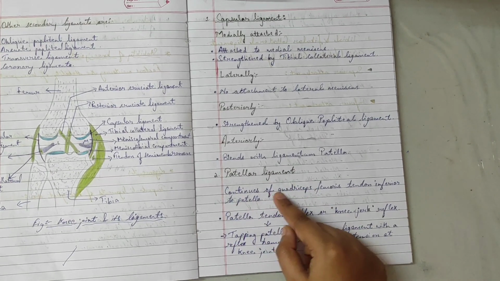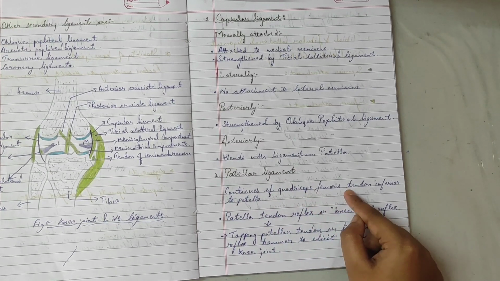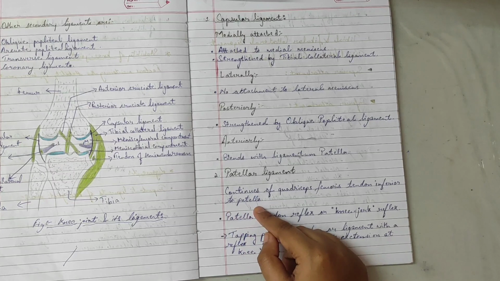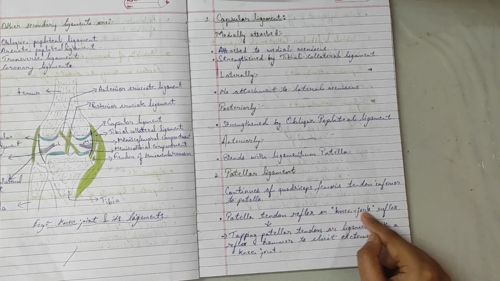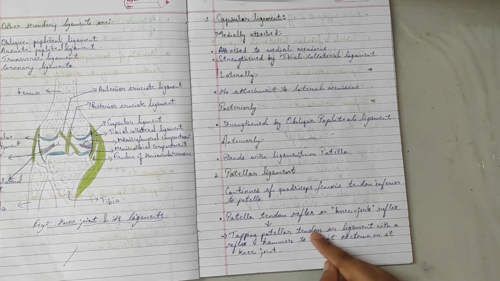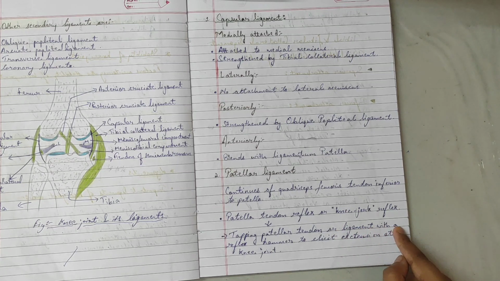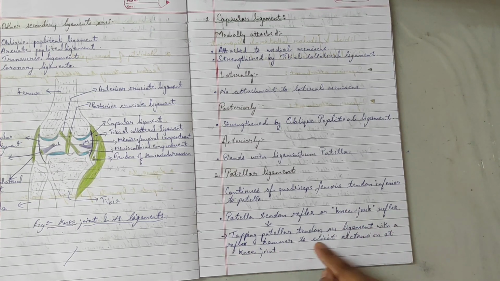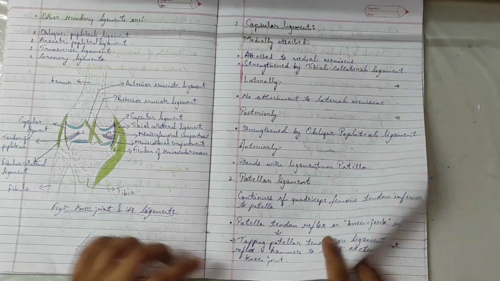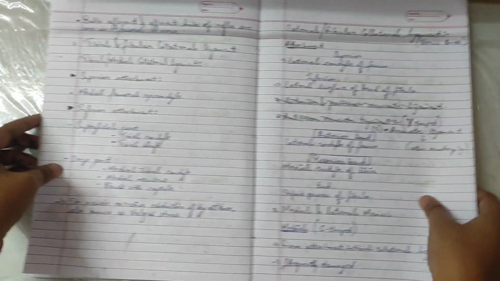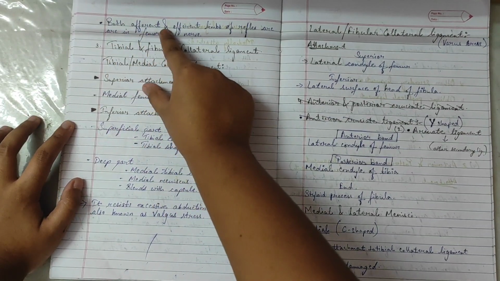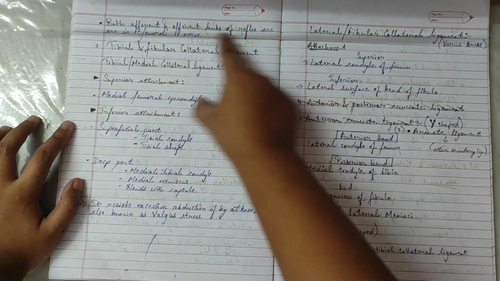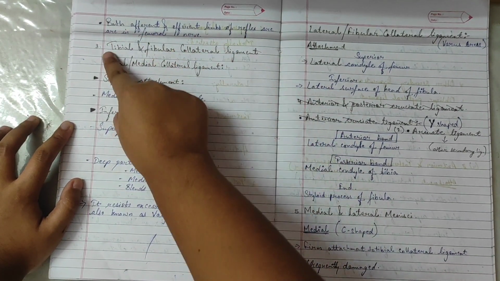Patellar ligament is the continuation of quadriceps femoris tendon inferior to patella. Patellar tendon reflex or knee jerk reflex: tapping patellar tendon or ligament with a reflex hammer to elicit extension at knee joint. Both afferent and efferent limbs of reflex are in femoral nerve.